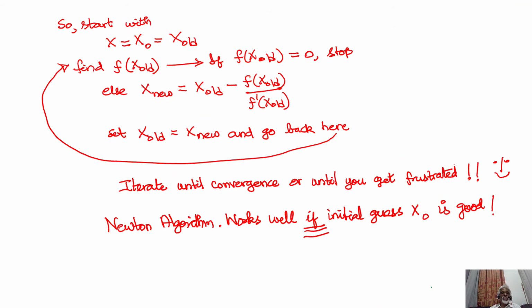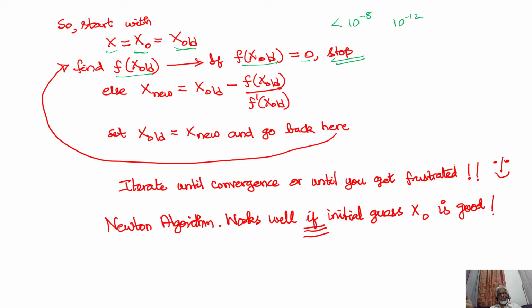So the idea is this: start with a value of x which is equal to x naught, or you can call it x old. This is your starting guess value. So you need a starting point. Then you find the value of the function at x old. This is your current guess value. If the function value is 0 or less than your tolerance, like 10 to the power minus 8 or 10 to the power minus 12, then you can say stop.